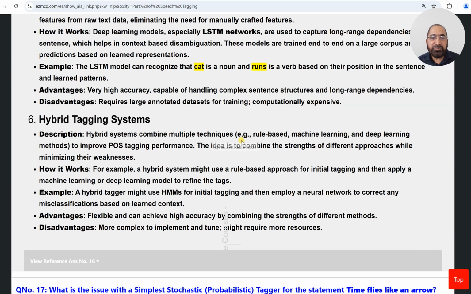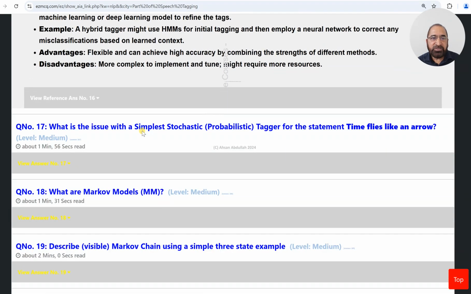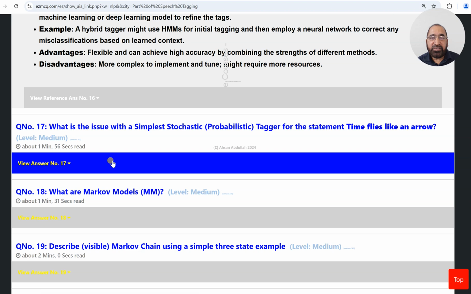And a hybrid is basically a combination of rule based, machine learning and deep learning and so on. So trying to get the best of all the worlds. So the issue with the simplest stochastic probabilistic tagger for this particular statement: what are we going to do? We need to identify which is a noun, which is a verb, which is an adverb, which is a pronoun, and so on. That's what we need to identify.